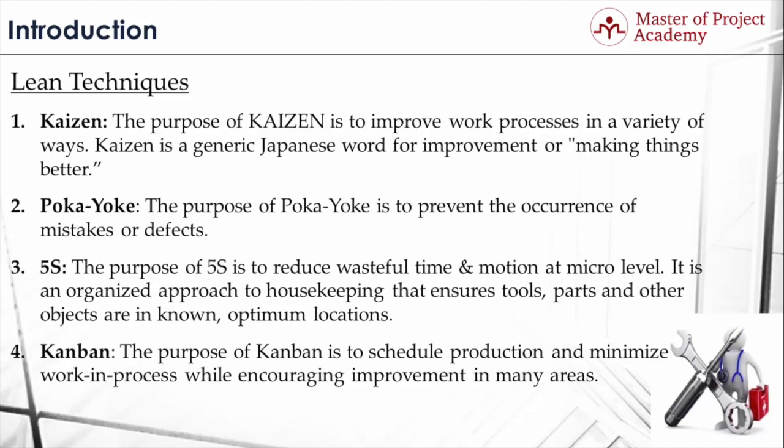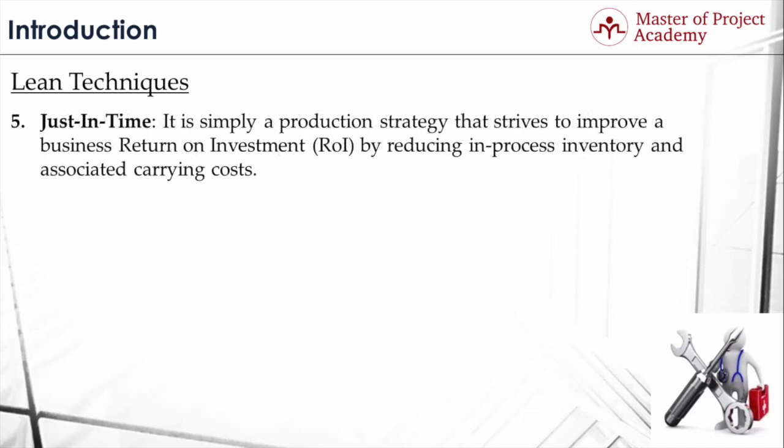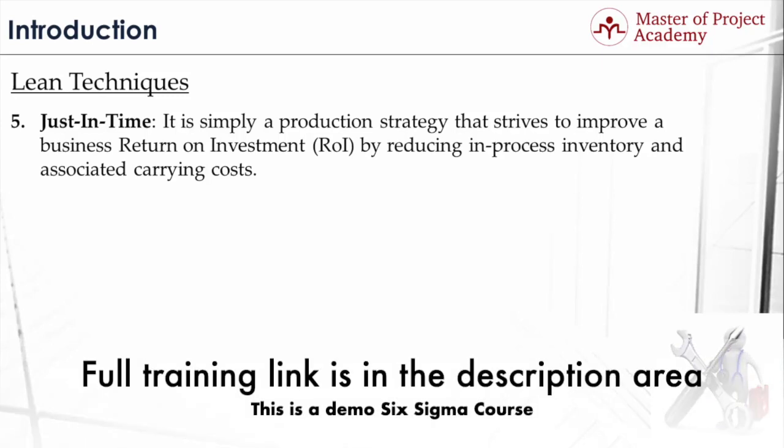5. Just-in-time. It is simply a production strategy that strives to improve a business's return on investment, or ROI, by reducing in-process inventory and associated carrying costs. To meet JIT objectives, the process relies on signals or Kanban between different points in the process, which tells production when to make the next part.